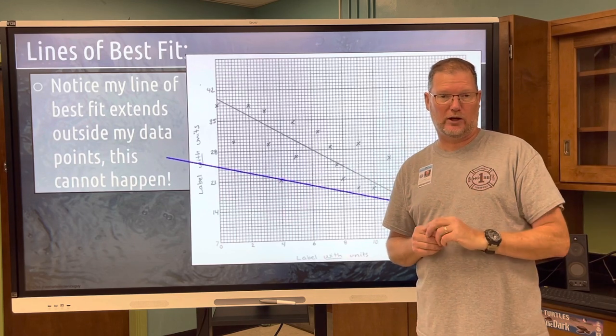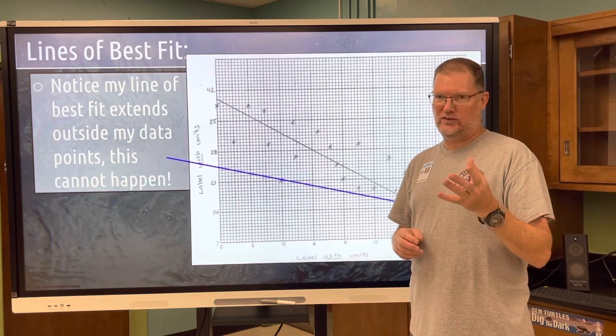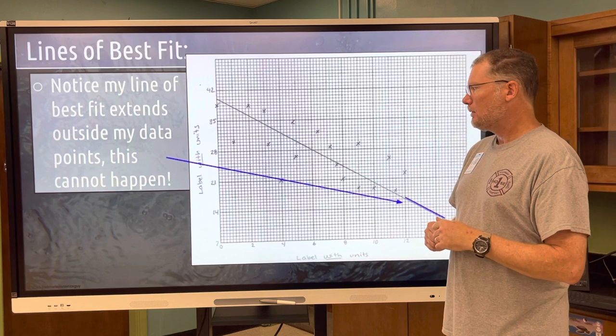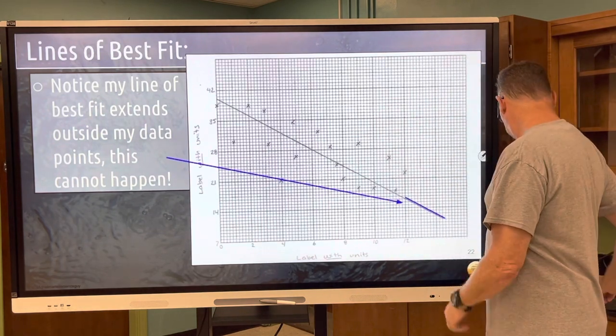I have a pencil sharpener over there. It's set to the right setting for a regular wooden pencil. Don't turn it. That's why the tape is on it. Just erase it if you go too far, okay?